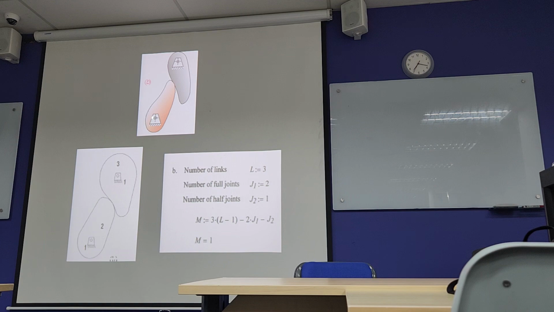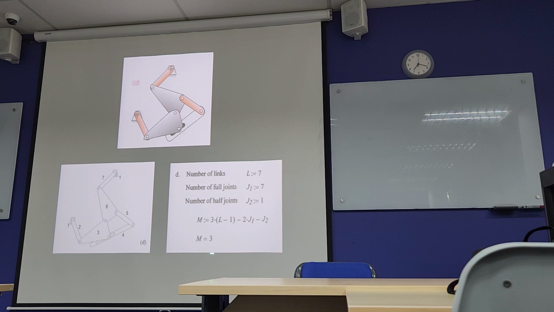Okay, so here the number of links: ground is a link, then there are 3 links. The joints are only these 2. The half joint is this. So therefore, the degree of freedom is 1 here. So M means it's a mechanism. So a positive degree of freedom means mechanism. Even here, the mobility is there.